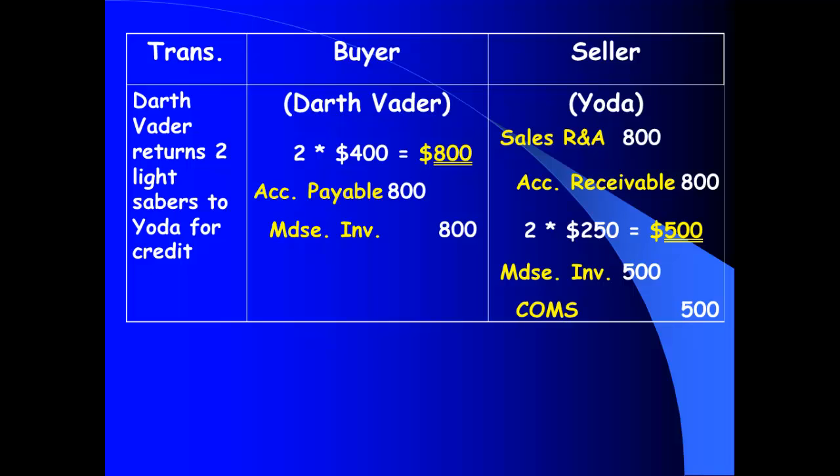So I mentioned that because I think it means we don't have to memorize quite so much if we can look at the previous entry and kind of figure it out from there. Notice if the buyer has less accounts payable, the seller has less accounts receivable. If the buyer has less inventory, the seller must have more inventory.